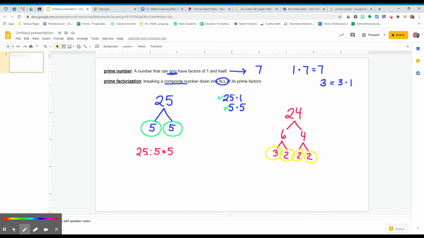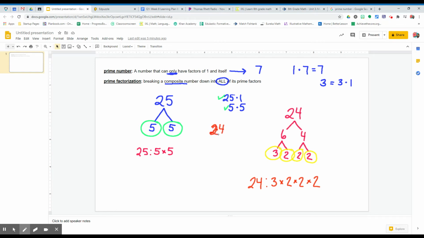So for the prime factorization of 24, we would write 24, put a colon, and start listing all of our prime factors. So we have 3 times 2 times 2 times 2. If you took all of these prime numbers, 3 times 2 times 2 times 2, and multiplied them together, you would get 24.